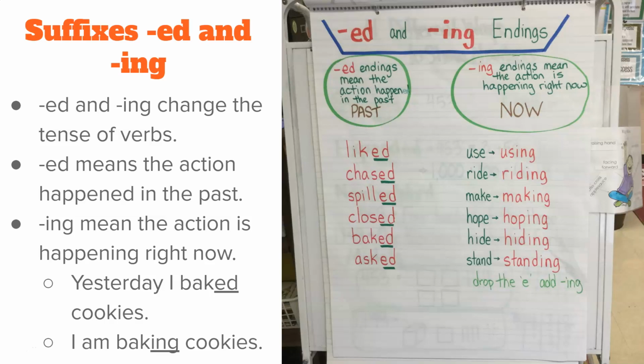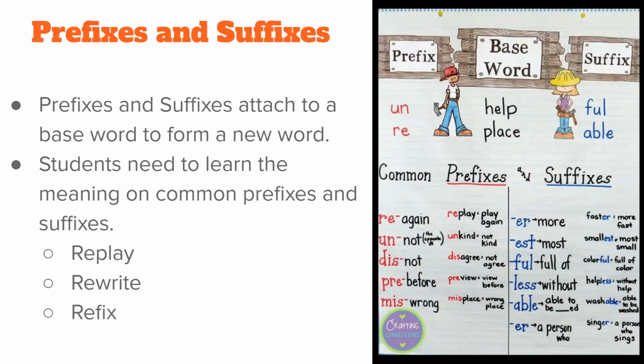ELLs tend to overgeneralize, and once they learn to add ED to the end of words, they'll start adding it to every verb. And so they need help with being able to decipher something that happened in the past, it already happened, or something that's happening now. And the last one is using prefixes and suffixes to create new words.